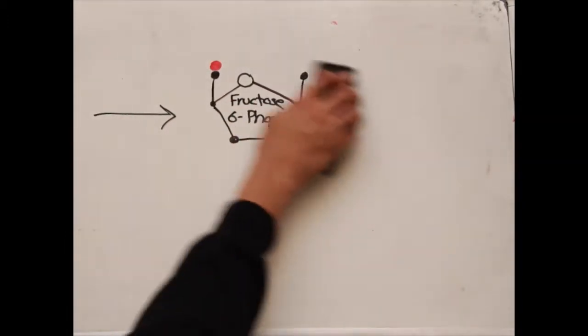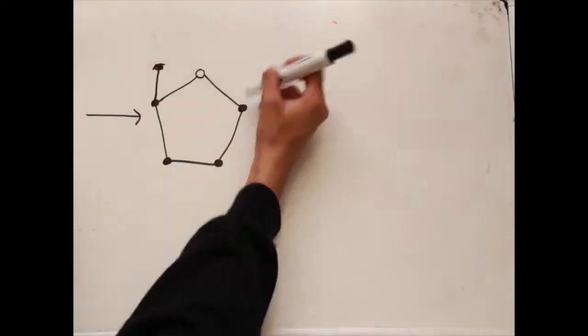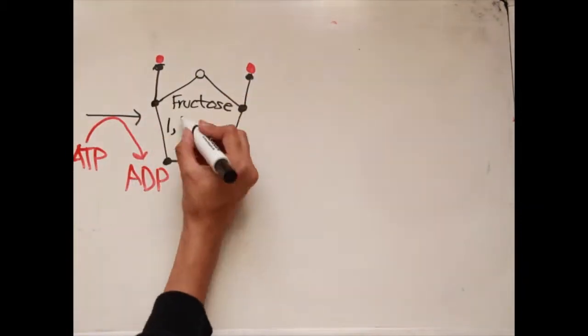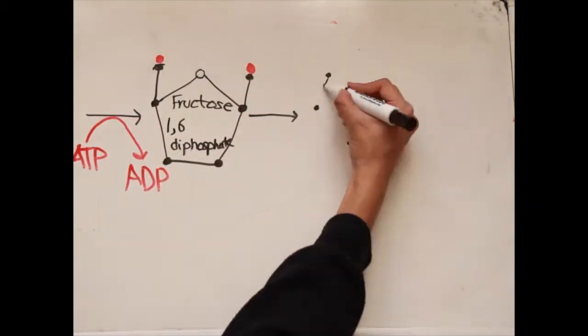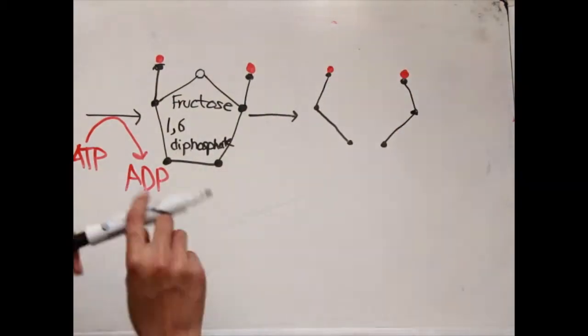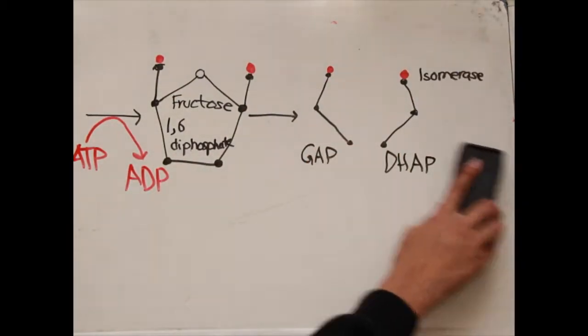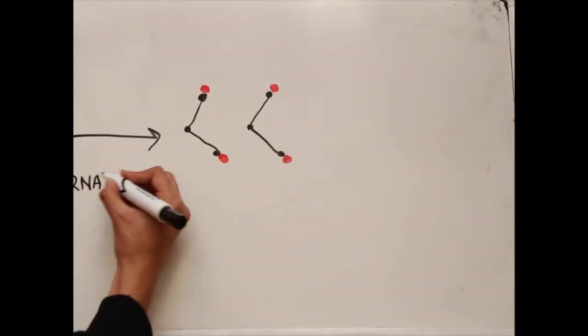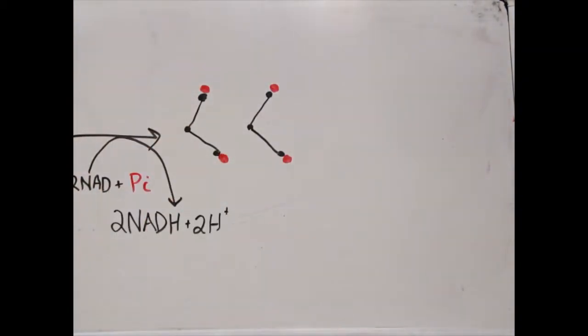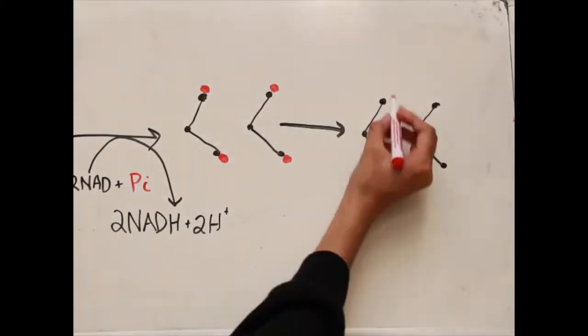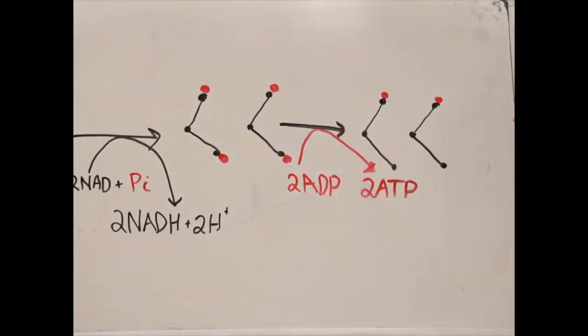ATP becomes ADP and a phosphate is put on carbon 1, making fructose 1,6-diphosphate using the enzyme phosphofructokinase. Using the enzyme isomerase, the fructose 1,6-diphosphate is split into the isomers GAP and DHAP by removing the oxygen joining them. 2 NAD+ and phosphate turn into 2 NADH and 2H+. DHAP is flipped and there is a phosphate on both ends of the 3-carbon molecules.